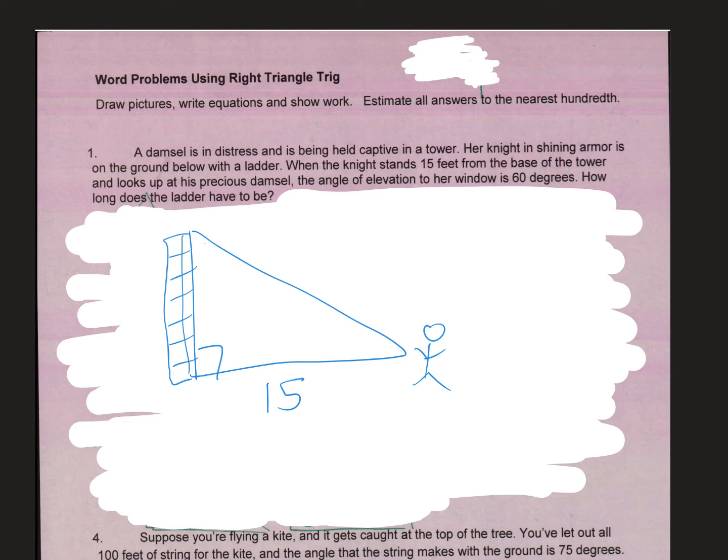He looks up at his precious damsel. The elevation is what? 60. Where does that go? Bottom right, good. Now here's the biggest question of them all. How long does the ladder have to be? What are we looking for? The hypotenuse. If I said, how tall is the tower? What are you looking for? The height. Good. Very good. You guys have got to make that distinction. And then you figure out what trig function you're going to use.